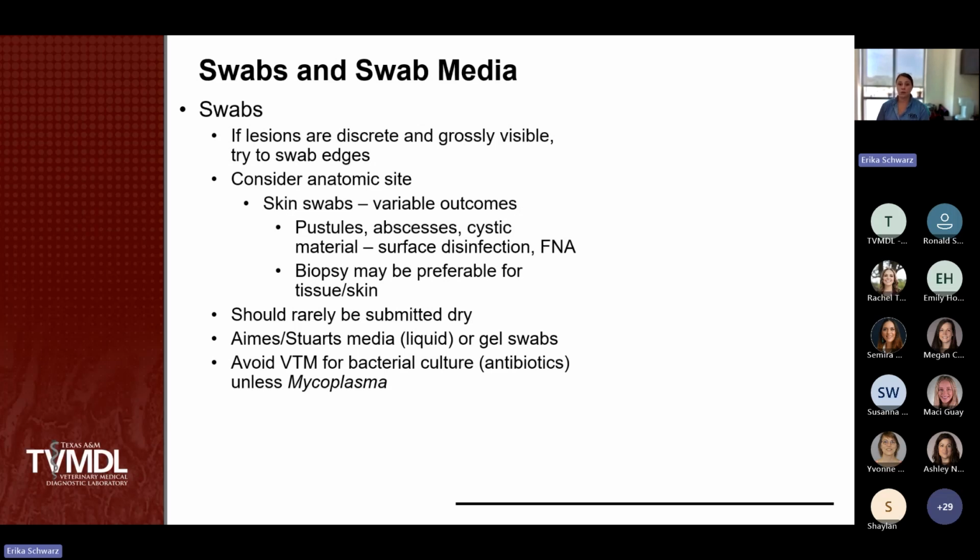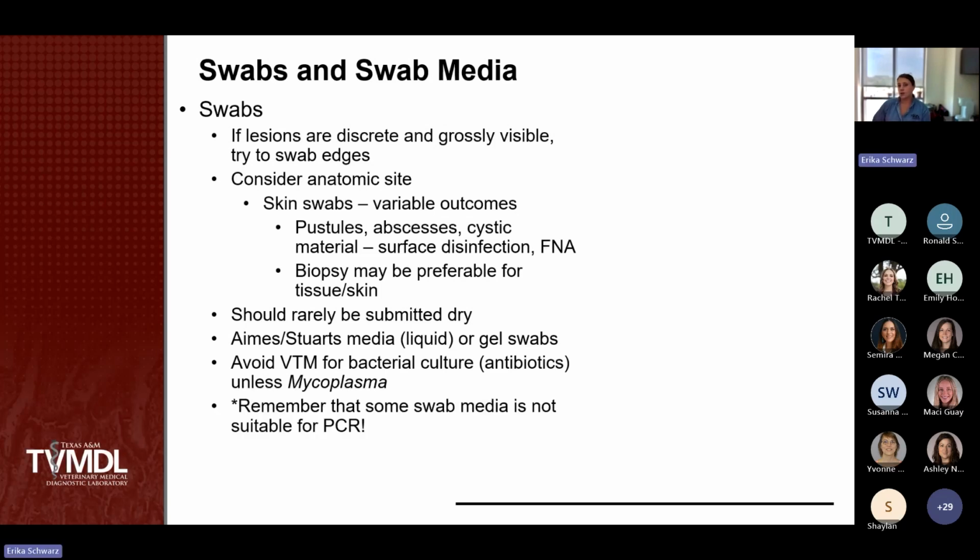There are some different culturette tube systems that are sold commercially. Generally, there's a lot of things on the market that are acceptable. We want to avoid viral transport media for just general bacterial culture. This is because it has antibiotics in it that will inhibit the growth of normal bacteria. Usually the exception to this is mycoplasma. So if you're only submitting for a mycoplasma culture and that's all you want, it's totally fine to use VTM in most cases. Just read the labeling and see what it's labeled for.